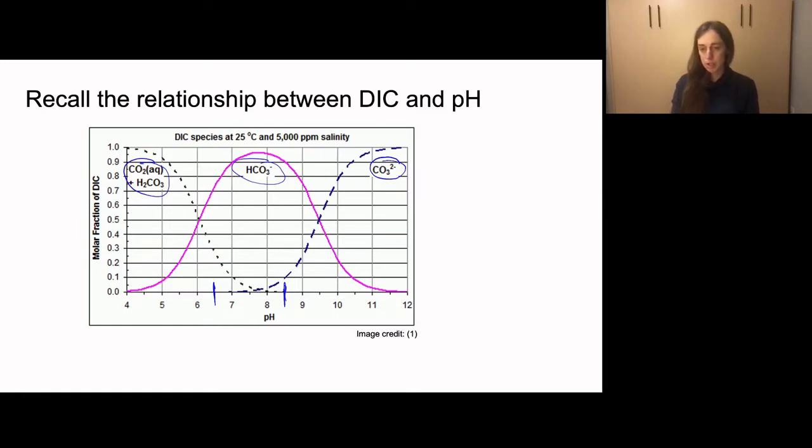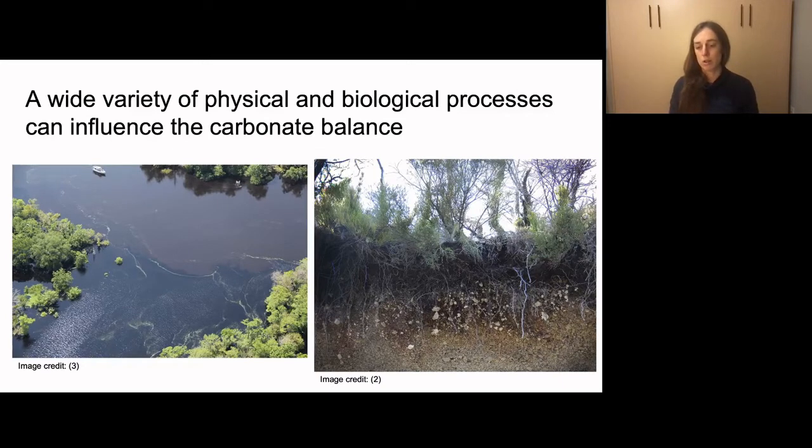So we can see alone how changing pH has an effect on our carbonate species, but this is in a pretty simple world where everything is mostly just focused on pH and our DIC species' ability to resist that change in pH. However, if we go out into the world, we know that there's way more things going on, and there's a wide variety of physical and biological processes that can influence this carbonate balance.